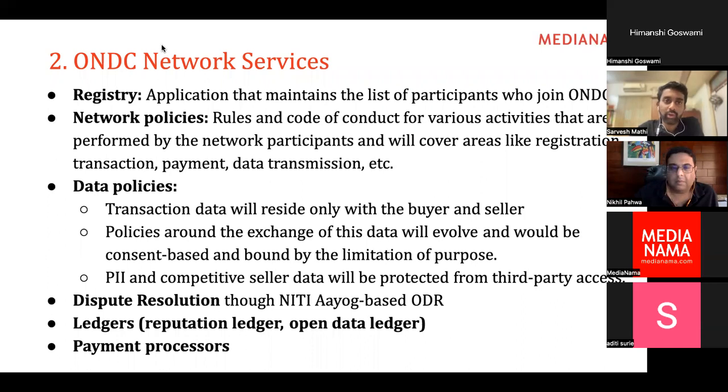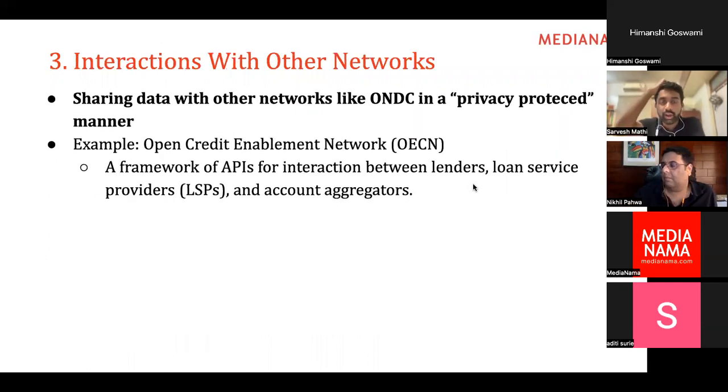And payment processors also will be part of the network services aspect. The third block is interaction with external networks. ONDC will not only have data within its own network and sharing of data, but it'll also share this data with other networks. For example, there's another thing called OCEN, the Open Credit Enablement Network, which is being pitched as a network to enable lenders, loan service providers, and account aggregators to come and interact. The whole idea behind that is to improve credit facilities. ONDC wants to share data with OCEN in a privacy protected manner. Again, we don't know what privacy protected manner here means, but these are the three main building blocks, without getting into the technical details of the exact APIs being used. This is the broad idea of the blocks.